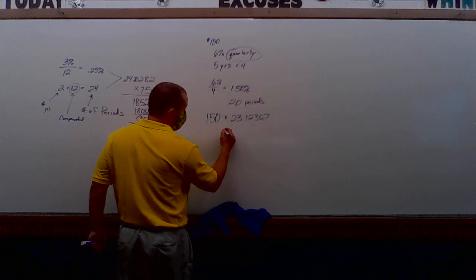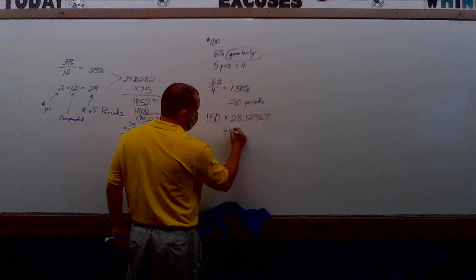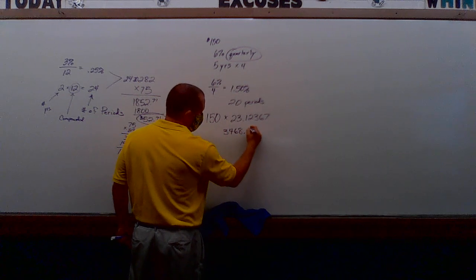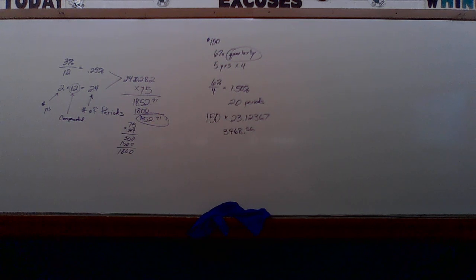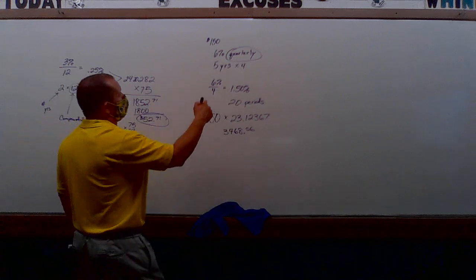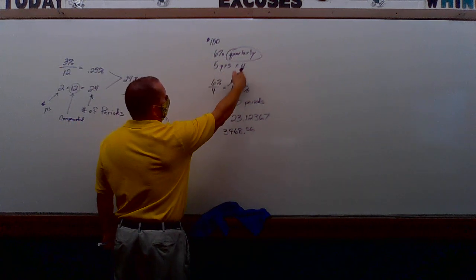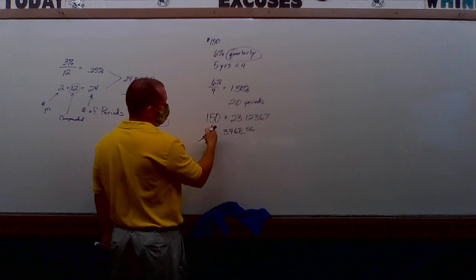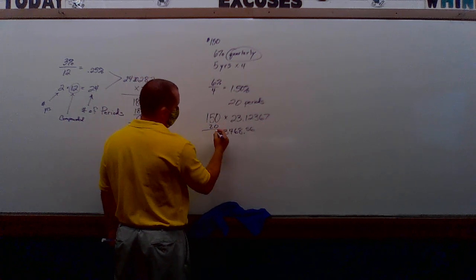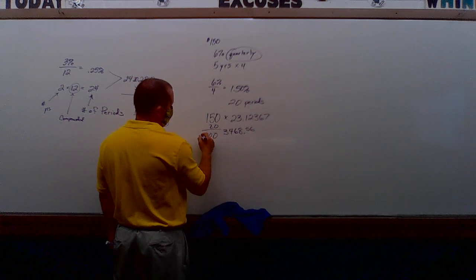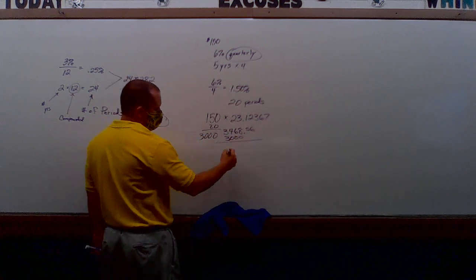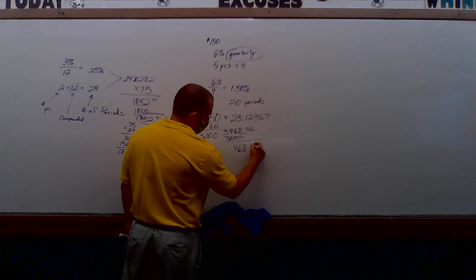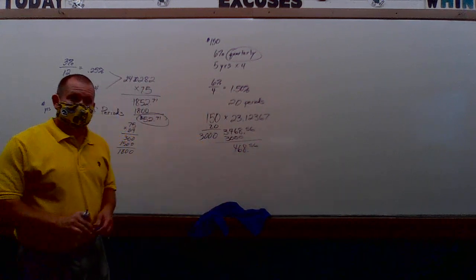So I get what? 3,468.55. So let's say 3,468.55, right? But the question again says, how much interest is that? So how do I find that? 5 years, or 20 periods, times 150, right? That's $3,000. So my interest is $468. That's kind of fun.